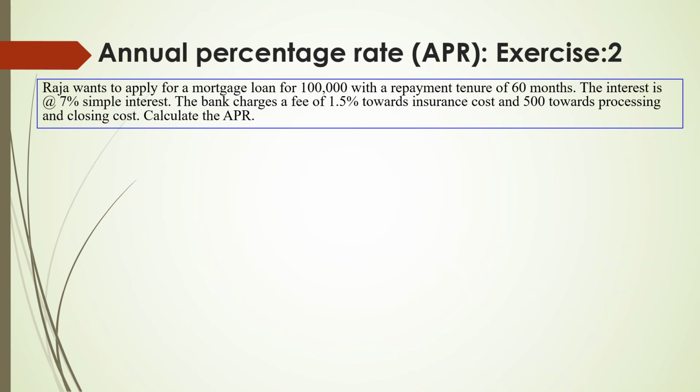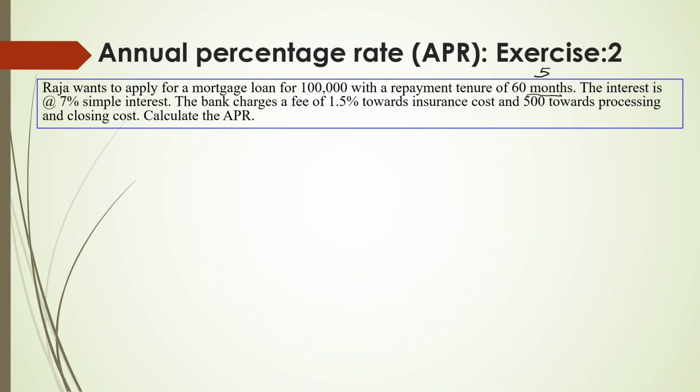Here Raja wants to apply for a mortgage loan for 100,000 with a repayment tenure of 60 months. Remember, 60 months, this is T. It is given in months. We have to convert it into years. In 1 year we have 12 months, so we will divide 60 by 12. When we convert it into years, 60 divided by 12 will be 5 years.